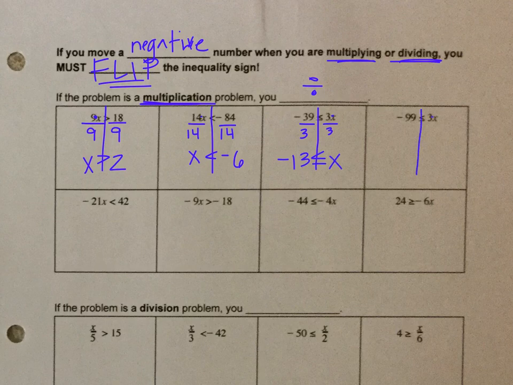Same thing, 3 and the x are being multiplied. I got to divide by the 3 to get the x by himself.